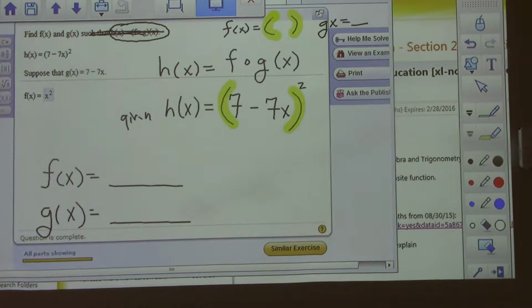Okay, y'all don't need to be silent here. You need to be interacting with me here, you know. I kind of gave you a hint with the highlighter here.